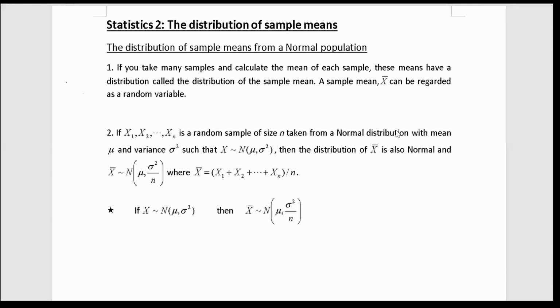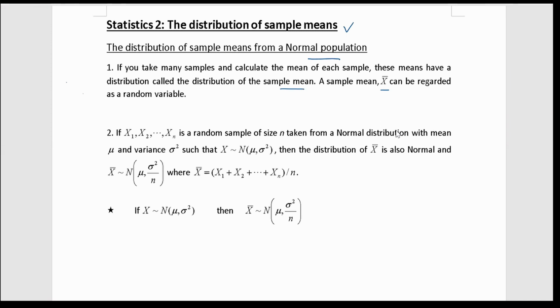Hi, in this lesson we will look at Statistics 2, the distributions of sample means. So, the distribution of sample means from a normal population. Point 1: if you take many samples and calculate the mean of each sample, these means have a distribution called the distribution of the sample mean. A sample mean, x bar, can be regarded as a random variable.